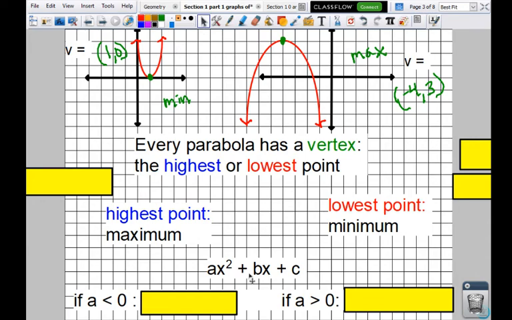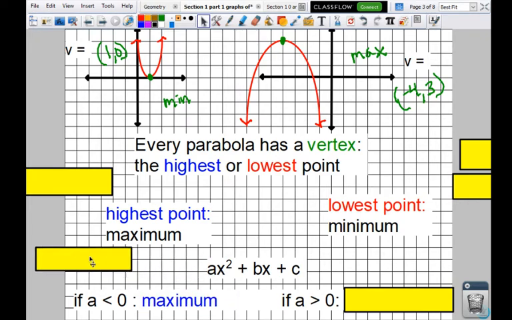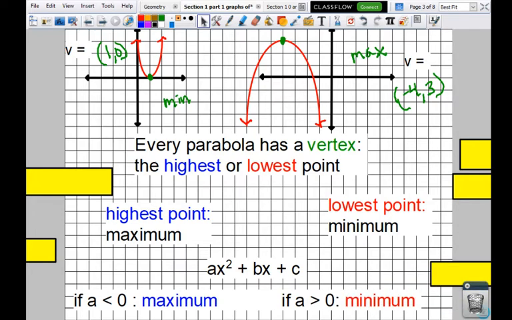It's easy to see when we look at the graph whether you have a max or a min. That's my very lowest, it's the min. Very highest, it's the max. You can also look at just your equation. This is my standard form, ax squared plus bx plus c. If a, the number in front, is less than 0, we are going to have a maximum, because that means my parabola is flipped upside down and I'm going to have a very highest. And if a is greater than 0, we're going to have a minimum.